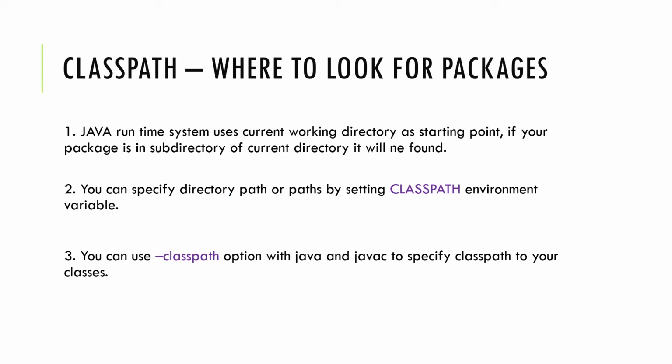Now moving to the class path, how Java looks for the packages. So basically there are three ways. First, the Java runtime system uses current working directory as a starting point. So if your package is in a subdirectory of the current directory, it will be found. Second, you can specify the directory path or paths by setting the class path environment variable. So you can set the class path environment variable and then everything will be good to go. Next, if you are using the command line to compile and run the Java program, you can set the class path of the classes using the -classpath option.